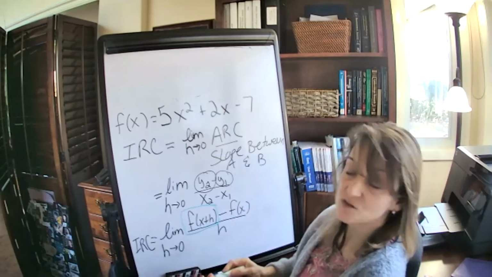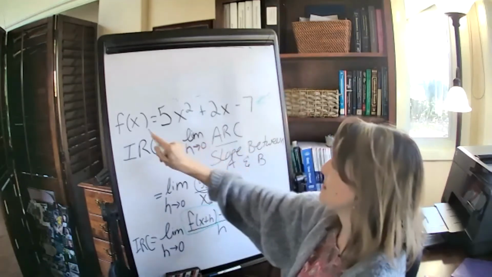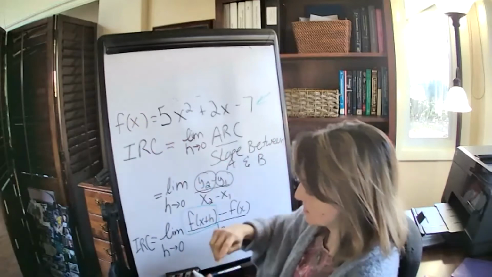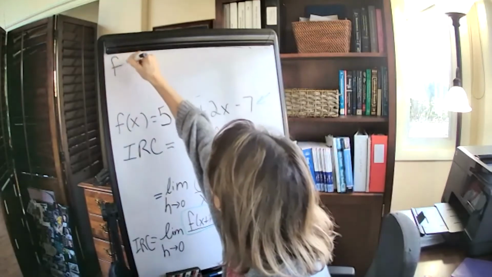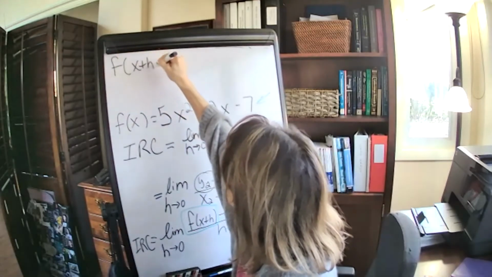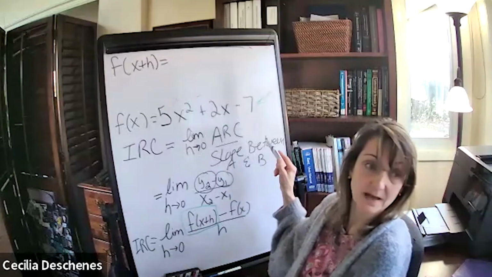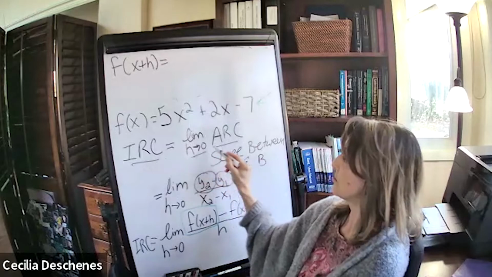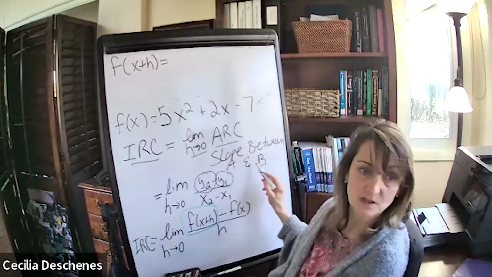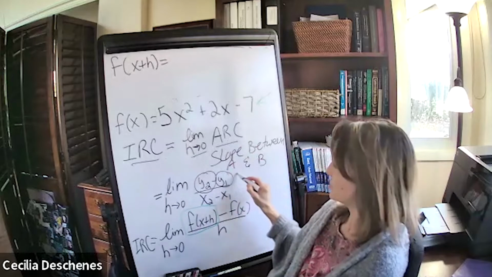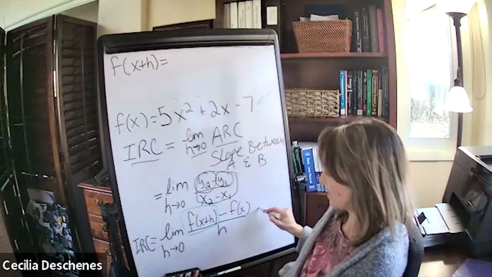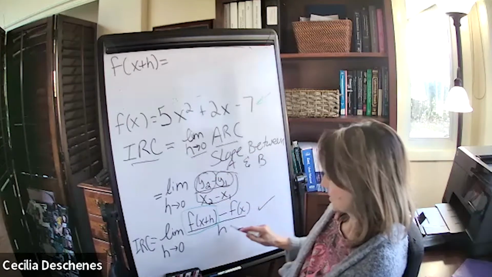I'm going to get that this function is going to, instead of being evaluated at x, be evaluated at x plus h. So let's go ahead and get that: f of x plus h. What I was saying is that the instantaneous rate of change is the limit as h goes to 0 on that average rate of change, which is the slope between the 2 points. And that's just rise over run, y2 minus y1 over x2 minus x1, and that's where this formula comes from.